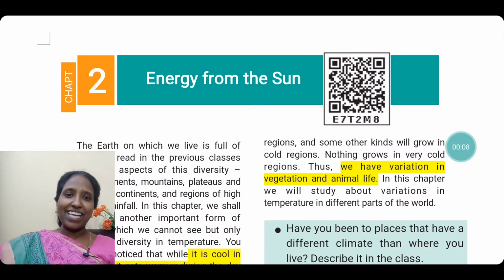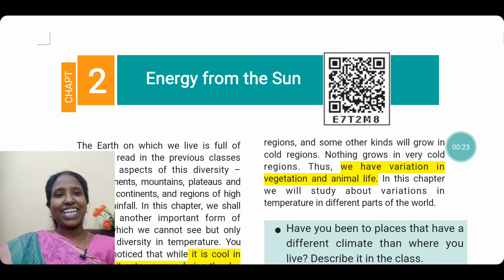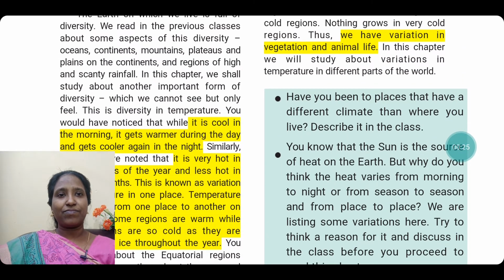Today I am with the summary of the lesson Energy from the Sun. This is chapter 2 from the social textbook of 8th standard SSC board Telangana and Andhra Pradesh. Let's see what the lesson is all about.